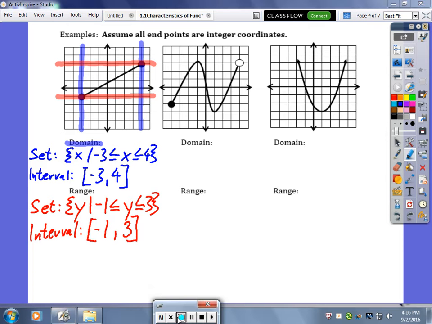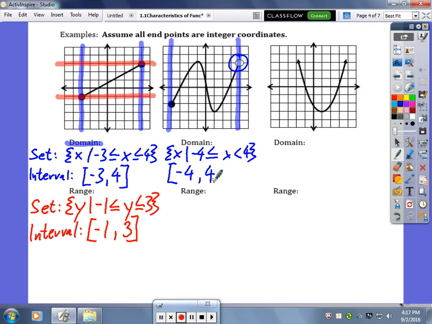Let's look at our next example. The domain starts towards the left, here where we have the closed circle, and goes all the way to the right where we have the open circle. In set notation, we write therefore open braces x such that negative 4 is less than or equal to x, which is less than, no equal to, this is an open circle, less than positive 4. Close our braces. And therefore in interval notation we will write open bracket negative 4, comma, positive 4, parenthesis. The 4 is not part of our domain.